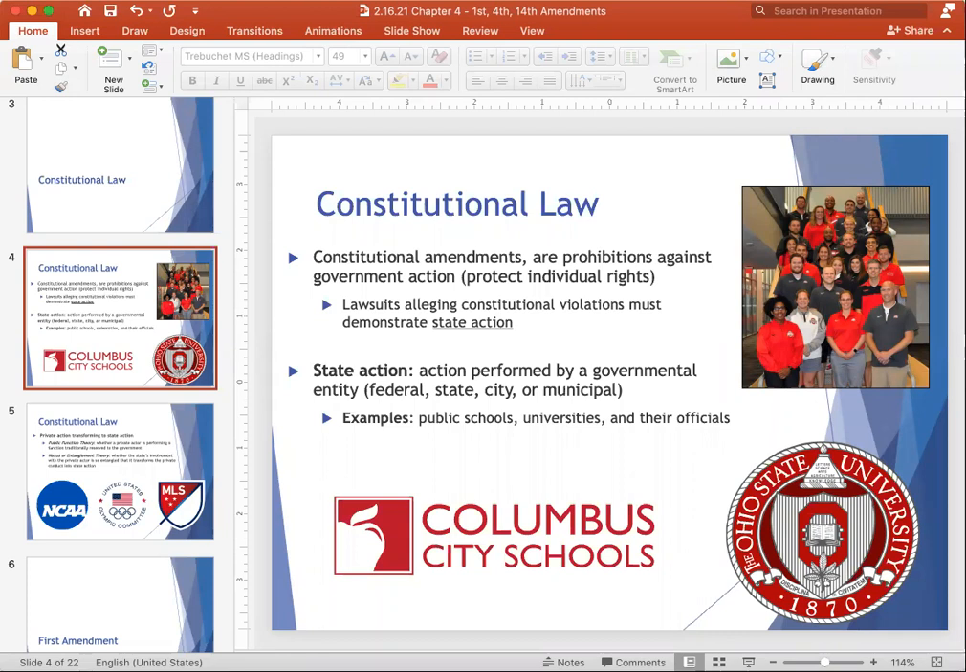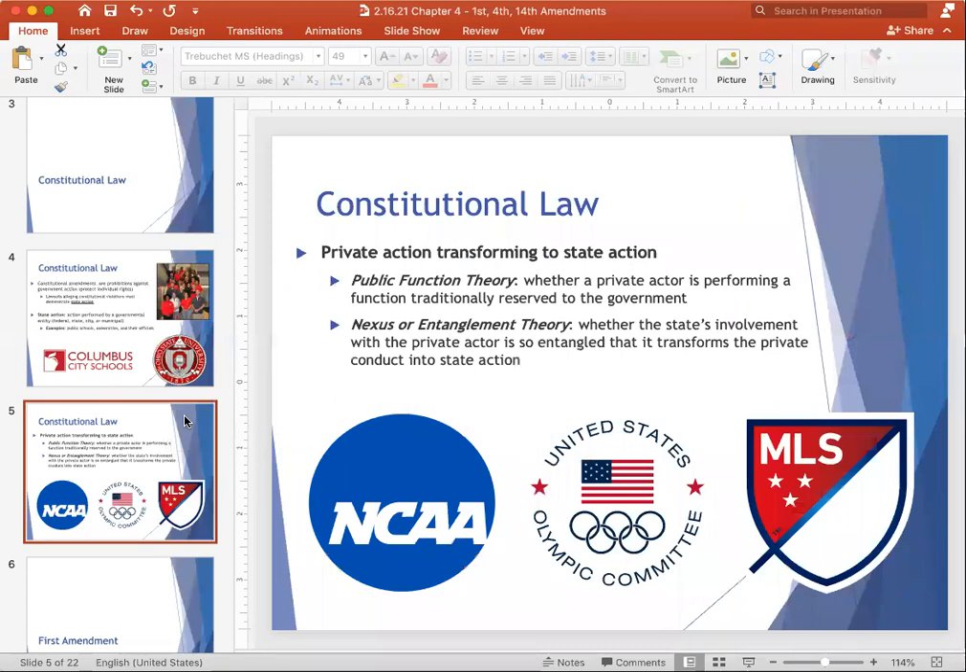So those are some examples of who can be considered a state actor versus who would be considered not a state actor. And once again, only state actors and state action are subject to the Constitution and the prohibitions within the Constitution. Now, there are times when a private actor's actions may transform to become state action. So while the NCAA, USOC, and MLS, for example, are considered to be private actors, their individual actions and specific conduct may potentially transform to state action and therefore be subject to constitutional review.